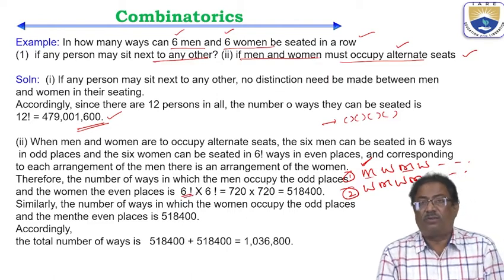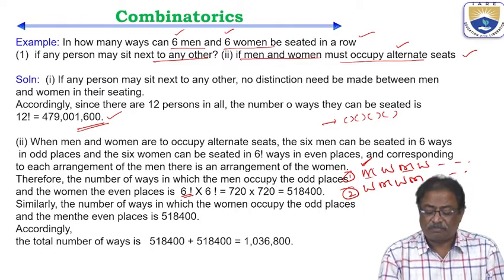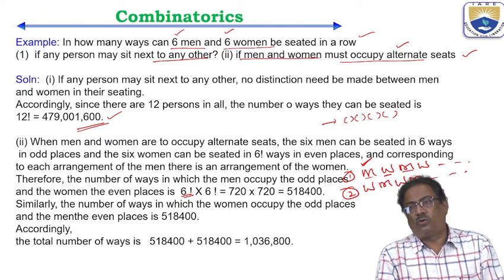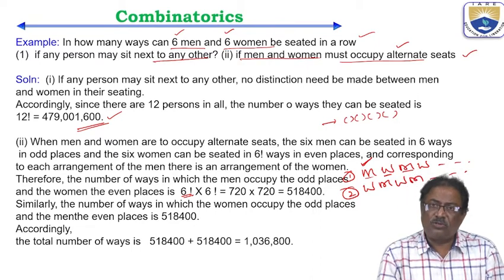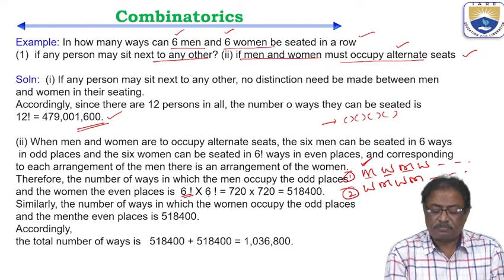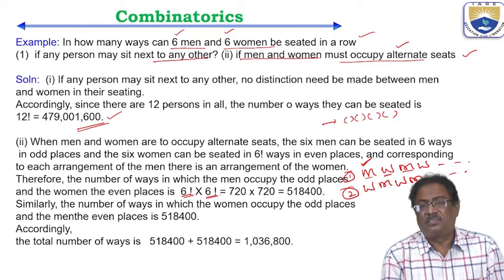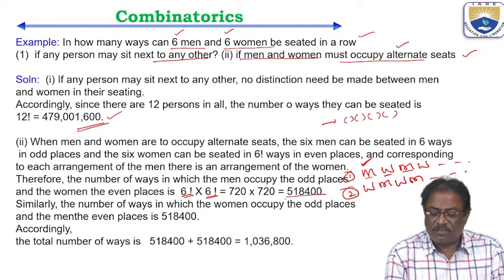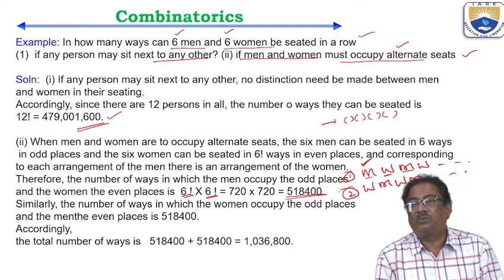6 factorial ways. And the women are in even places: 2, 4, 6 and so on. This is also 6 positions. In these 6 positions, there are 6 factorial ways we can arrange. So in the first arrangement, there will be these many arrangements.